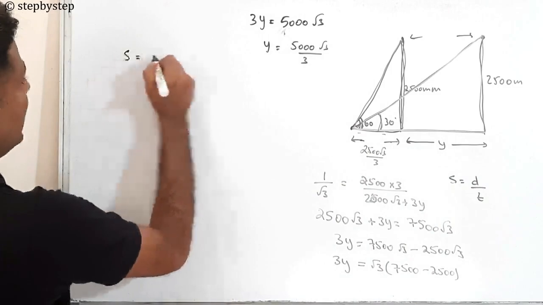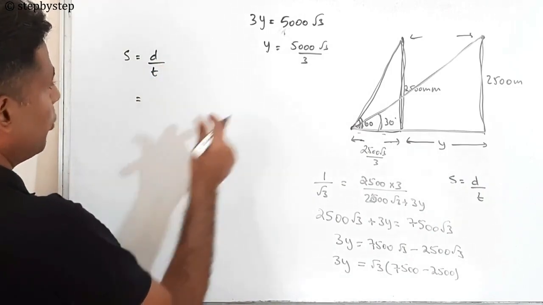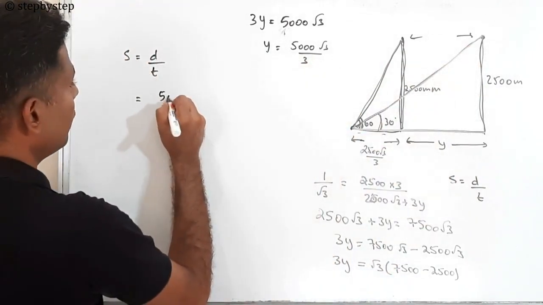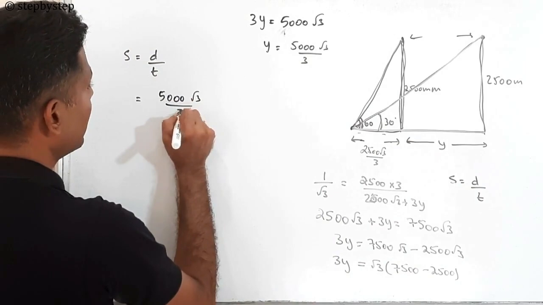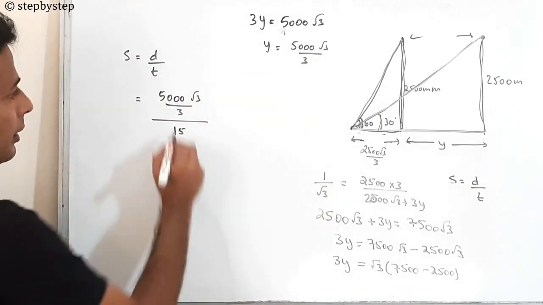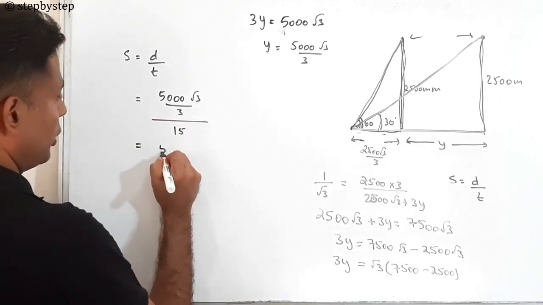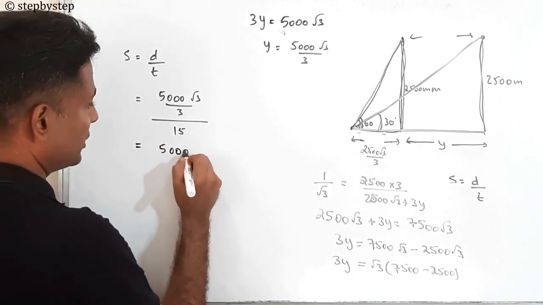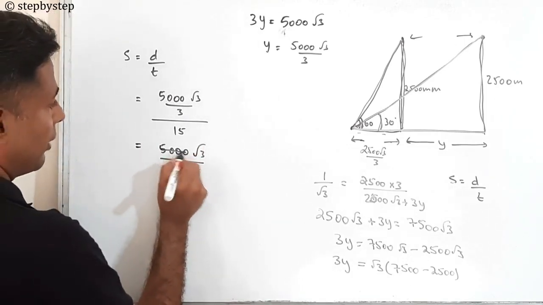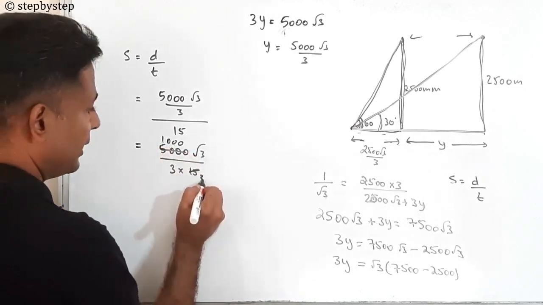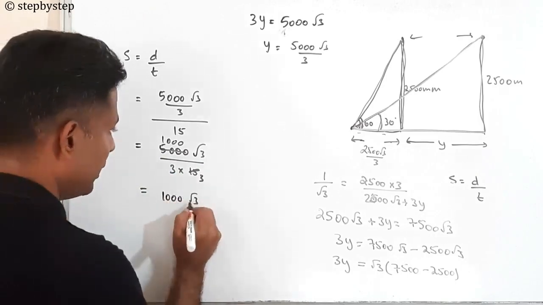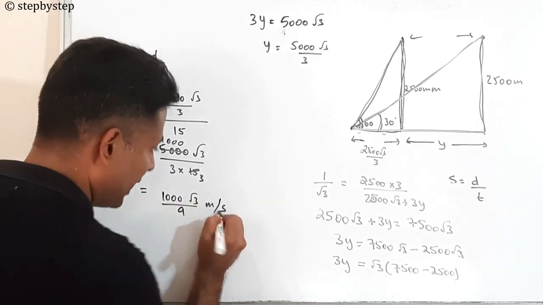Now if you remember, speed equal to distance by time. Now what is the distance it has travelled from here to here? Y, right? So we got y as 5000 root 3 by 3 and the time taken is 15 seconds. So by 15. So this 3 will come down. Denominator always goes up or down. So 5000 root 3 by 3 into 15. So we get 1000 root 3 by 9 meter per second.